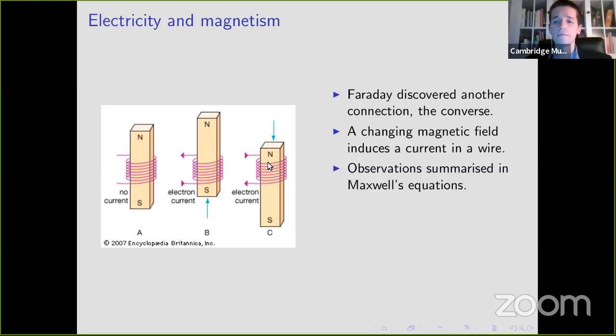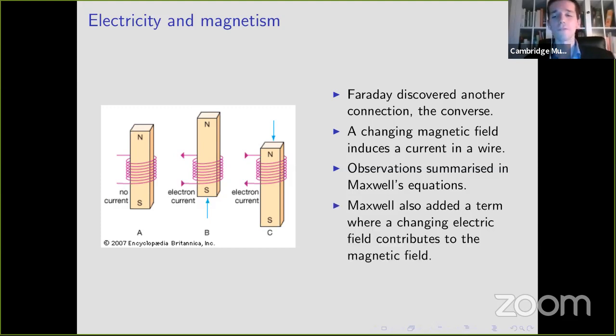These observations and others are summarized in Maxwell's equations. Maxwell also added a necessary term in order to make it all fit. With experiment, he added a term where a changing electric field contributes to the magnetic field. So we had Faraday, where a changing magnetic field induces a current. And now Maxwell introduces a term where a changing electric field contributes to the magnetic field.